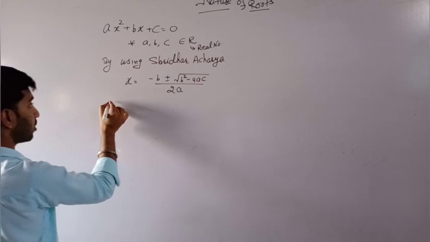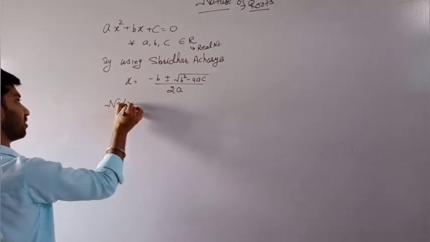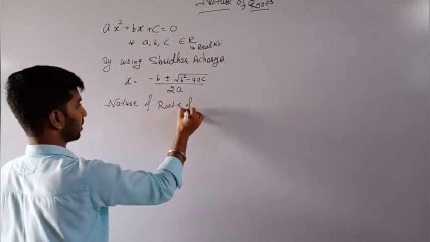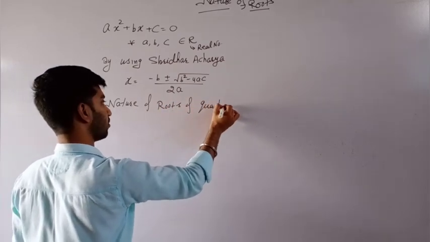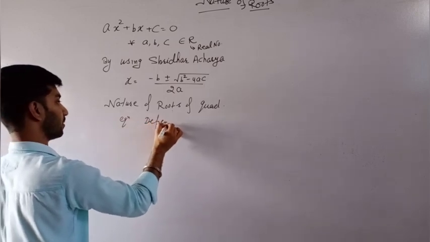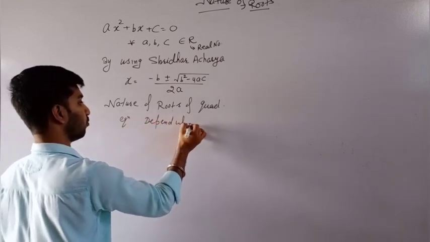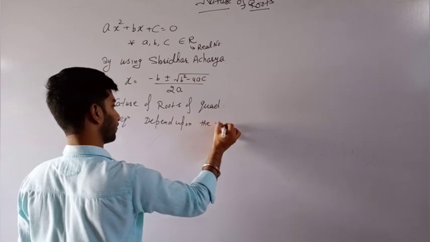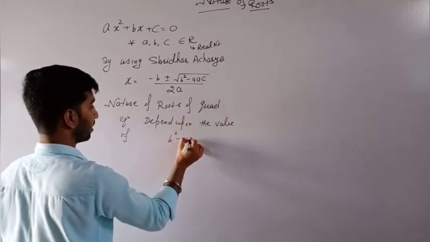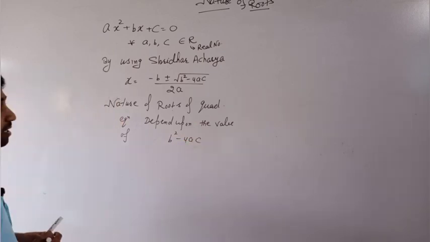The nature of roots of a quadratic equation depends upon the value of b square minus 4ac. What is the meaning of this line?